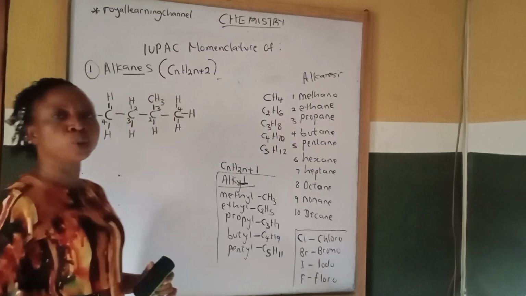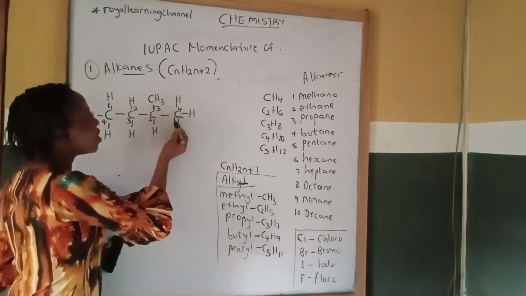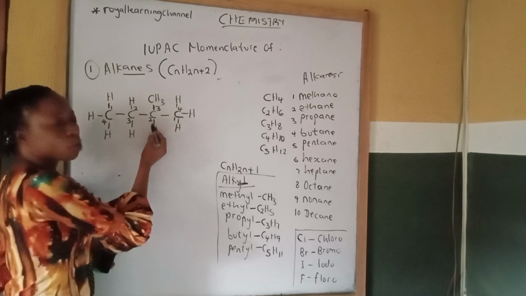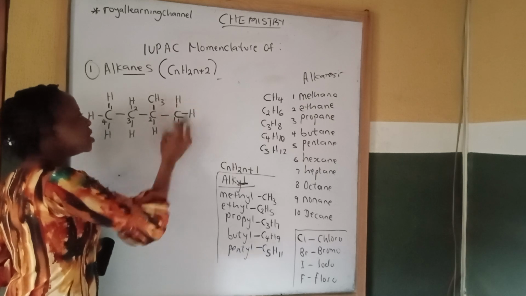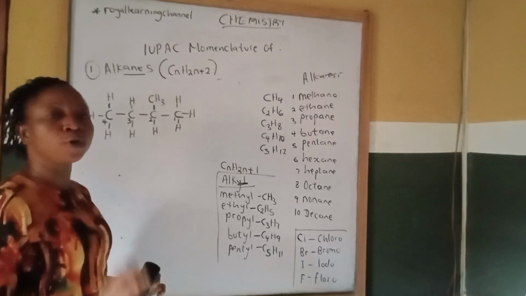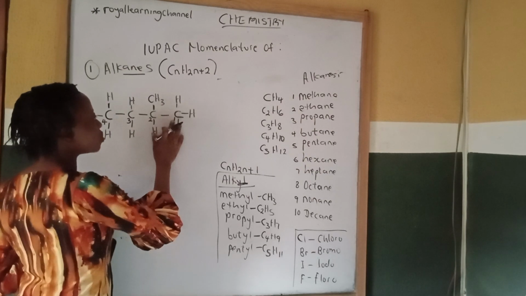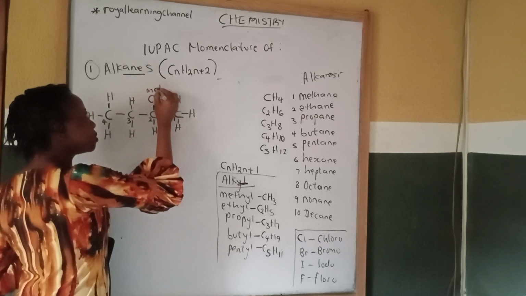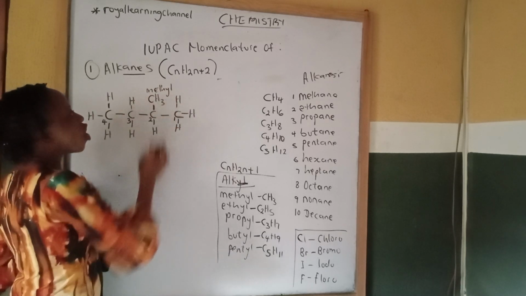And the rule says we should number from the side which will give us the lowest number to the substituent. Now the right hand side will give us the lowest because the substituent is on the second carbon atom from my right hand side. So the best position to name from is the right hand side. So from this side, 1, 2, my substituent is methyl, on the second carbon atom.